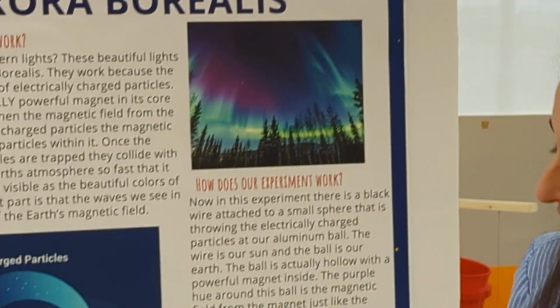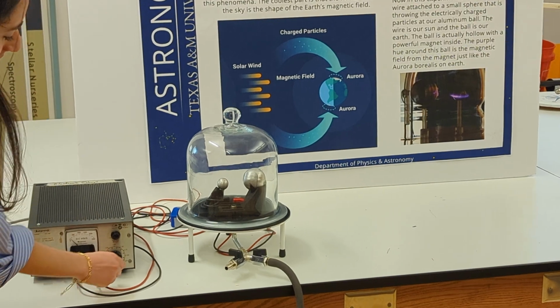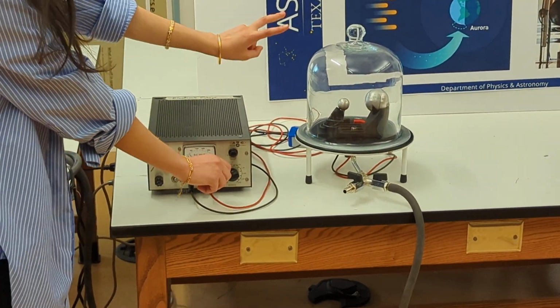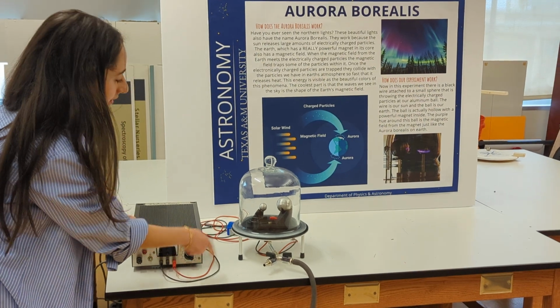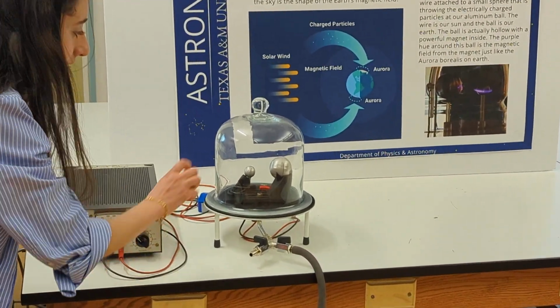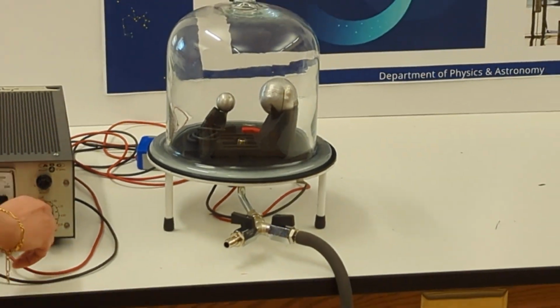And I have a small demonstration of it here. And so I'm going to turn on this high voltage system, so that way I can power our sun, which is the small ball in our system. And the Earth is the big ball, and it contains a very powerful magnet in it to resemble the magnetic field that we have on our Earth.